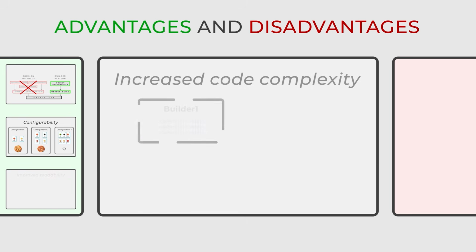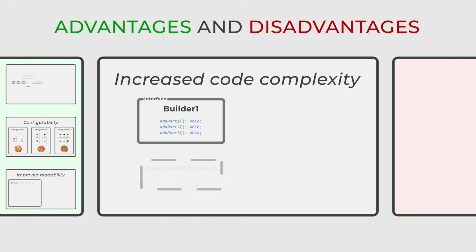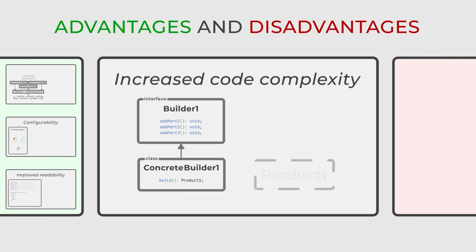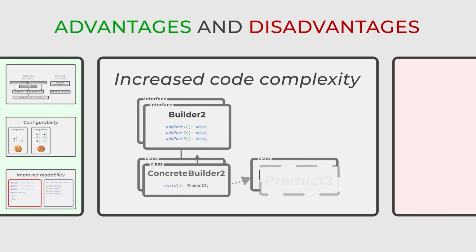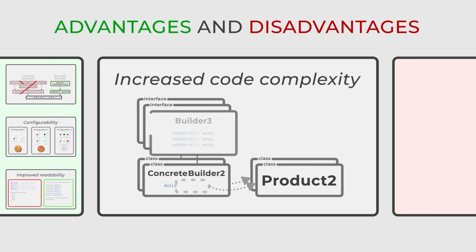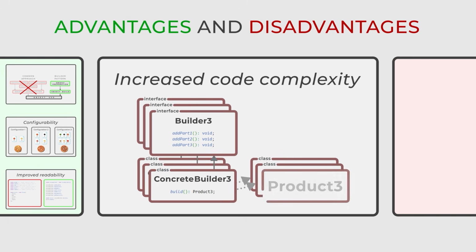This design pattern offers several advantages, but it also comes with some disadvantages that need to be considered. One significant drawback is the increased code complexity it introduces. This complexity arises from the creation of multiple classes and interfaces, which can make the overall codebase more intricate. This can be especially problematic for smaller projects where the benefits of the pattern might not be fully realized.